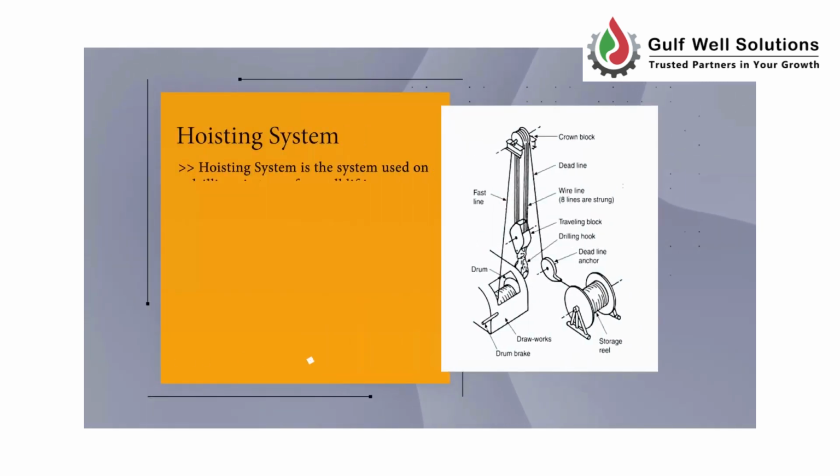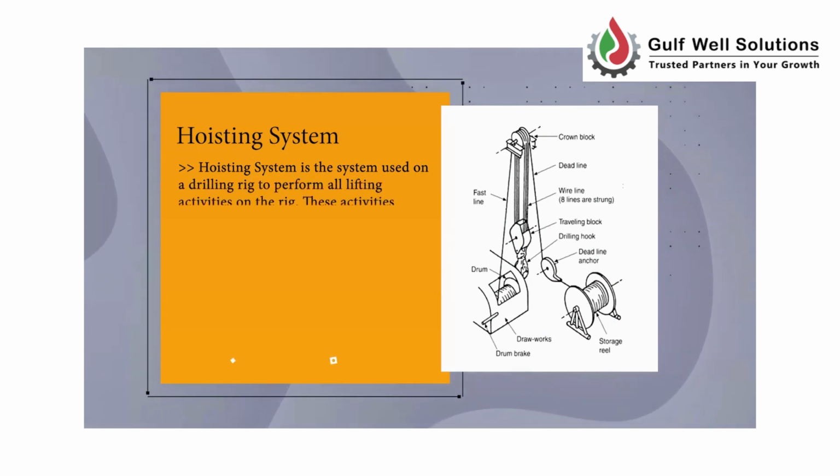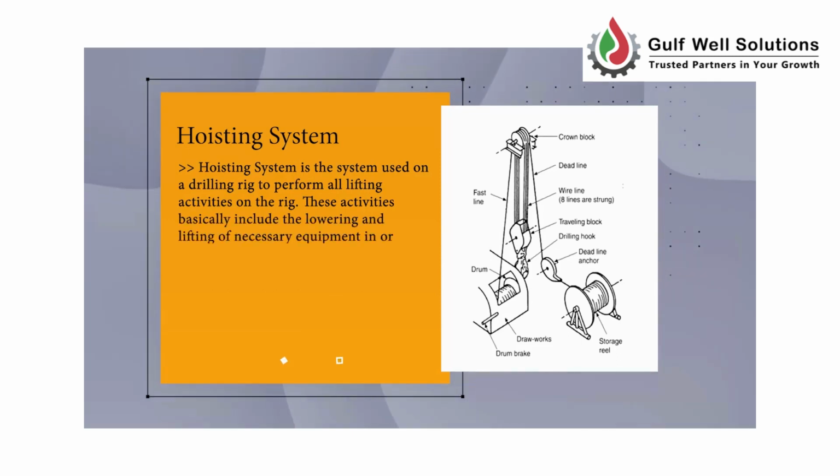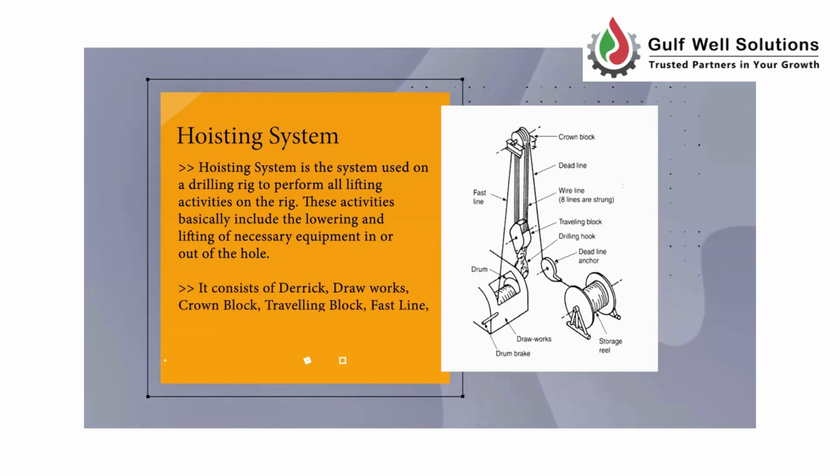Hoisting system. Hoisting system is the system used on a drilling rig to perform all lifting activities on the rig. These activities basically include the lowering and lifting of necessary equipment in or out of the hole. It consists of derrick, drawworks, crown block, traveling block, fast line, deadline, and hook.